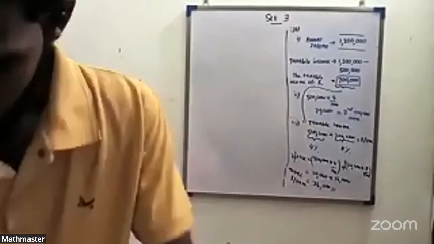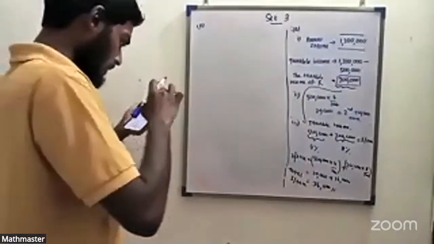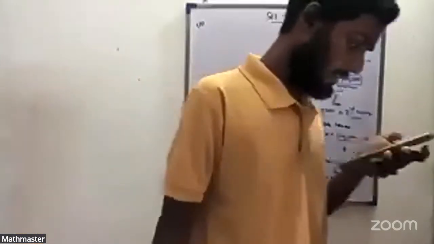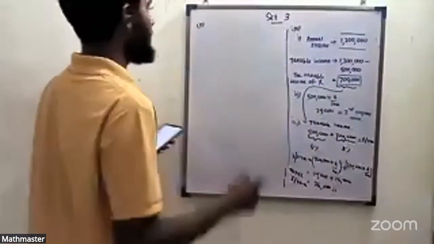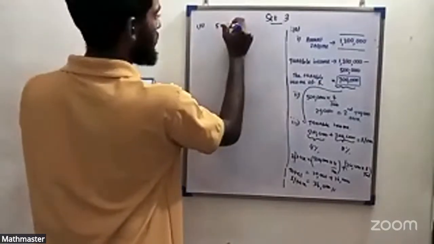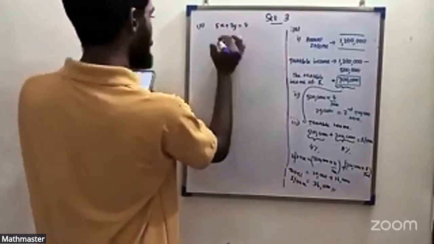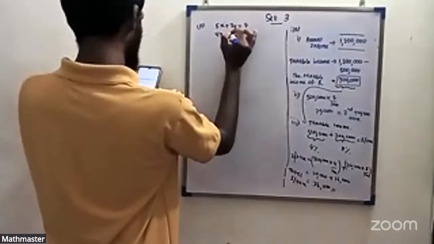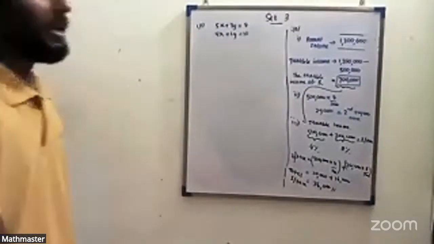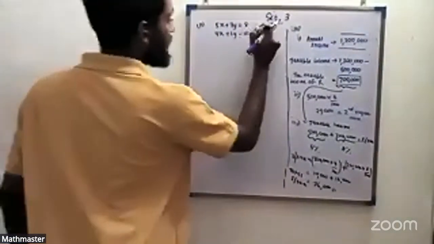Right, 11th question. Find the value of x plus y without solving the pair of simultaneous equations. Right. Listen, without solving, they have given this 5x plus 3y equals 8 and 4x plus 6y equals 10. They have given this word called without solving.